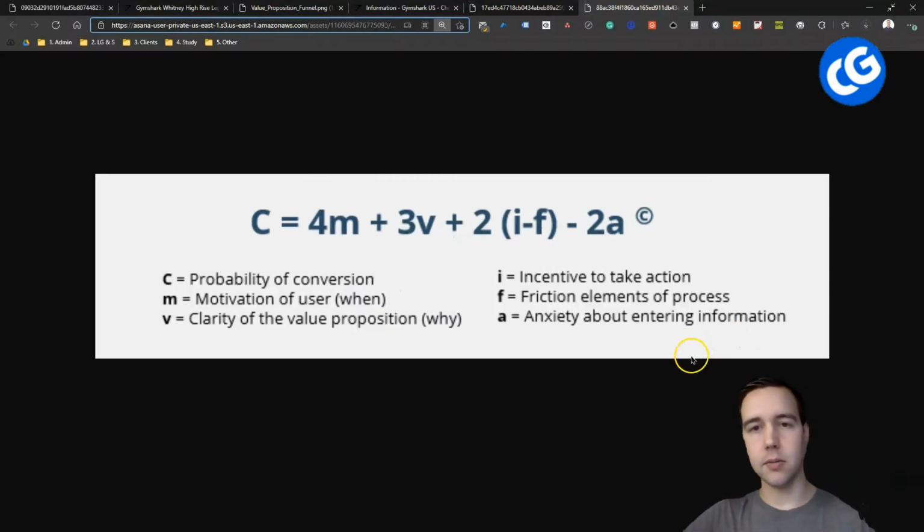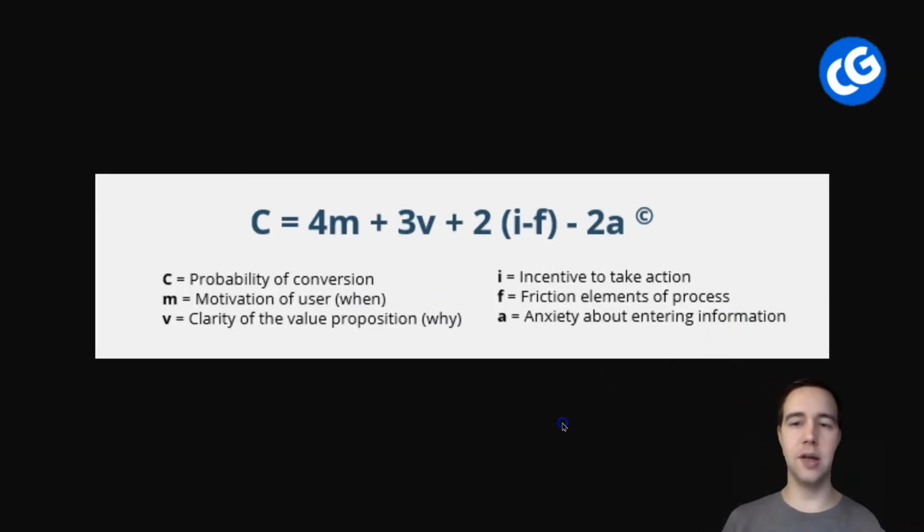And here's how I like to think of this journey as a whole. This is a model from MECLABS. There's also that other model that was from there. Full credit to them. Here it states that your probability of getting the sale is the motivation of the user, plus the clarity of the value proposition, plus incentive to take action, minus friction, minus anxiety. The motivation is multiplied by 4, the value proposition by 3, the incentive by 2, the friction by 2. Anxiety typically occurs in the cart and checkout.